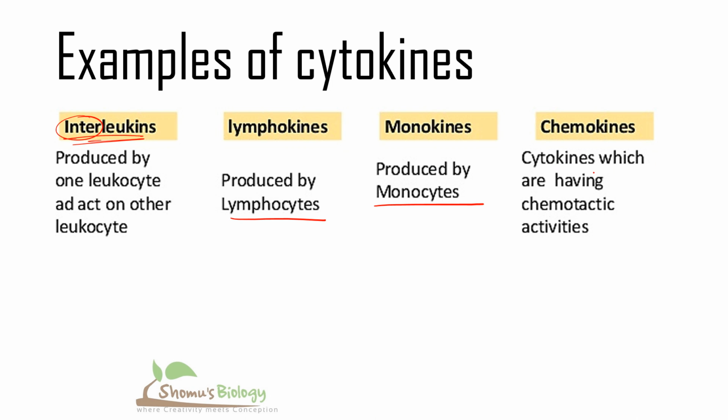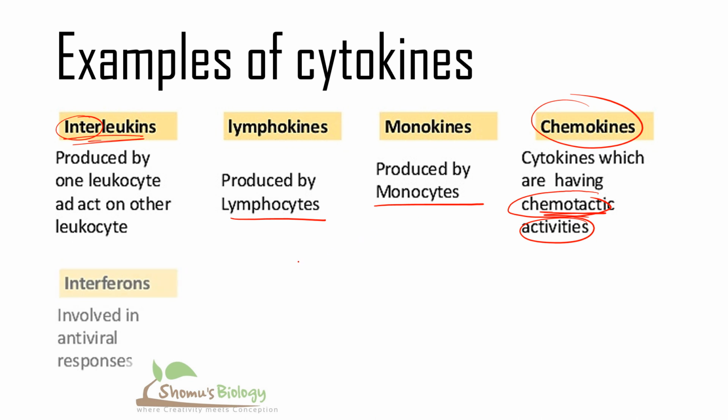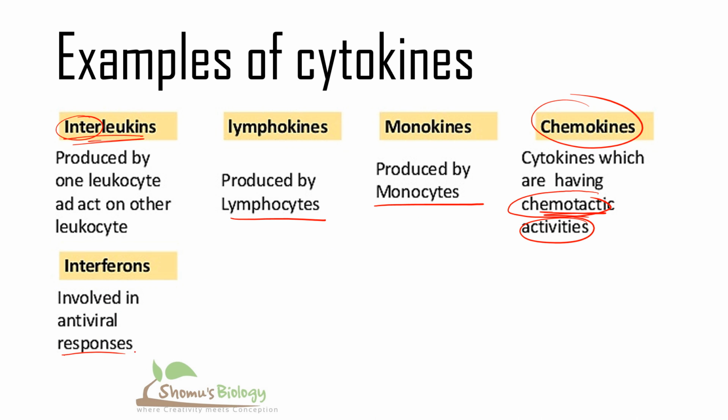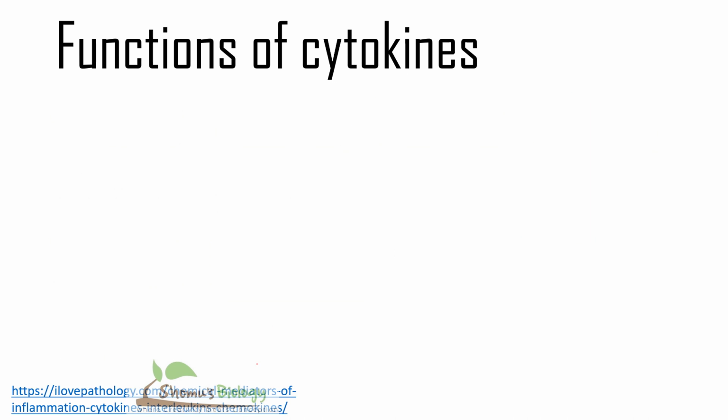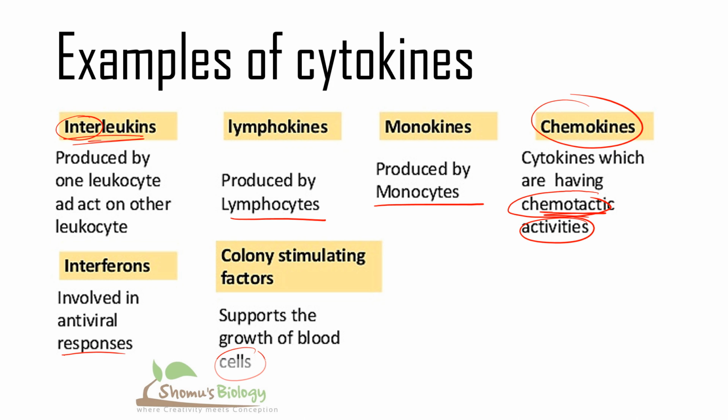Fourth type, chemokines, cytokines which are having chemotactic activities. Chemotactic activity means chemotaxis. That means a chemical factor which can cause the neighboring cells to move towards itself, or this journey of the cells based on this signaling is known as chemotaxis. And any other cytokine that can cause the movement of cells is known as the chemokines. Interferons are involved with antiviral responses and colony stimulating factors support the growth of blood cells. Okay, so these are all the different examples of cytokines that we know.